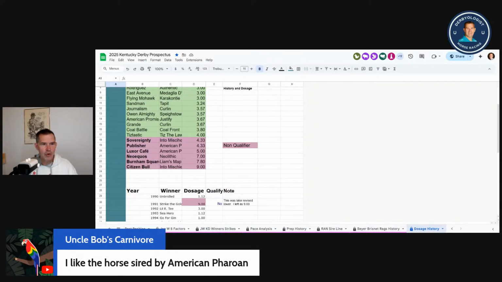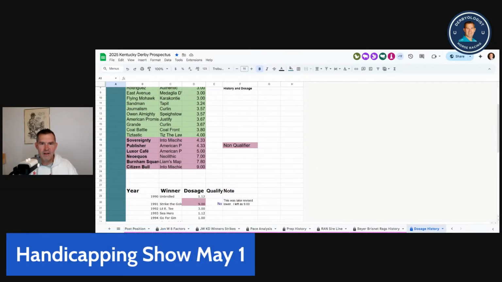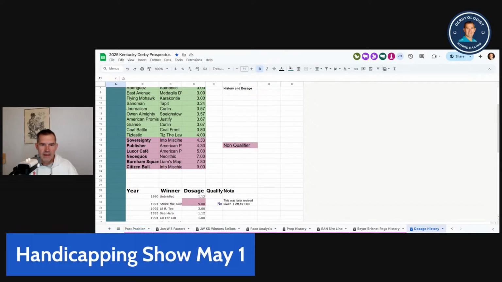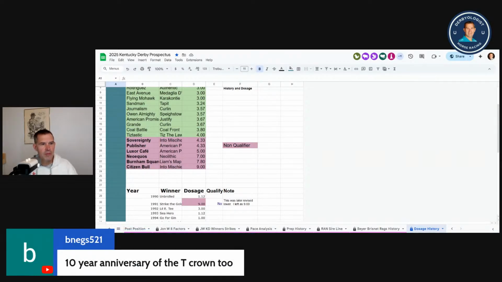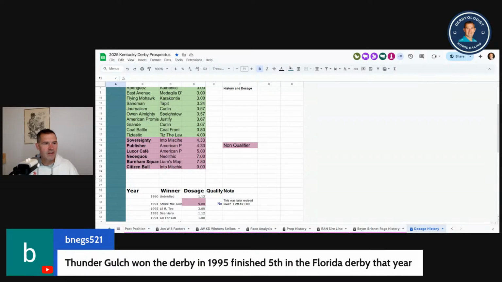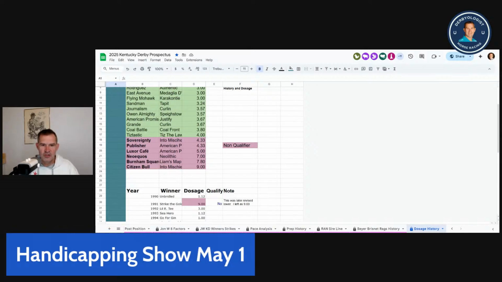Uncle Bob likes the horse Sire by American Pharoah. Yes, a slow pace in the UAE Derby, 10-year history, a Triple Crown of American Pharoah. Let's see. Thunder Gulch won the Derby in '95. He finished 5th in the Florida Derby that year. Yes, the coach had him at 25 to 1. Gary Stevens rode Thunder Gulch.